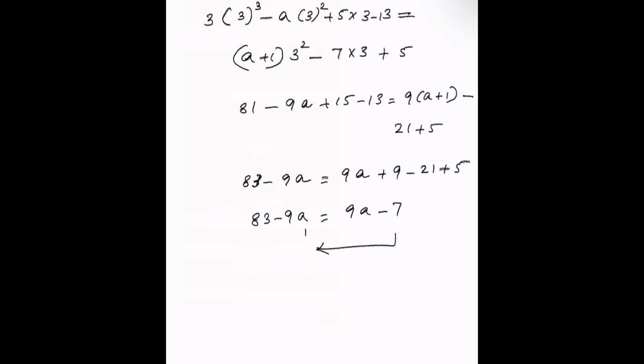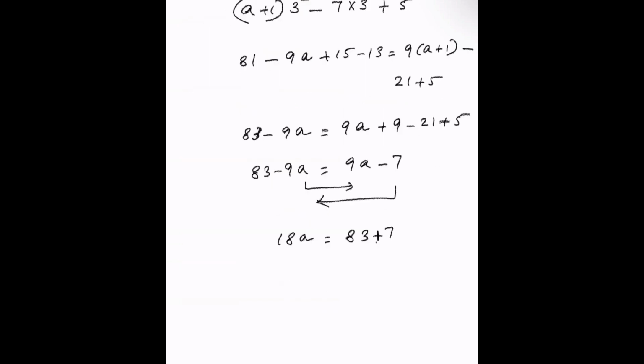Take this to this side, this to this side. So I'm getting 18a equal to 83 plus 7. So what will be a? a is 90 by 18. Is it 5? a is 5, the correct answer.